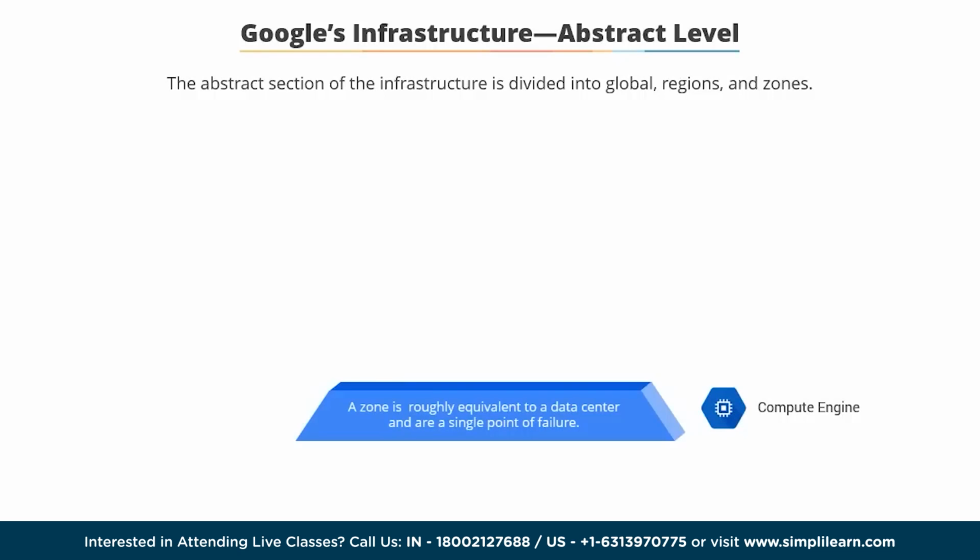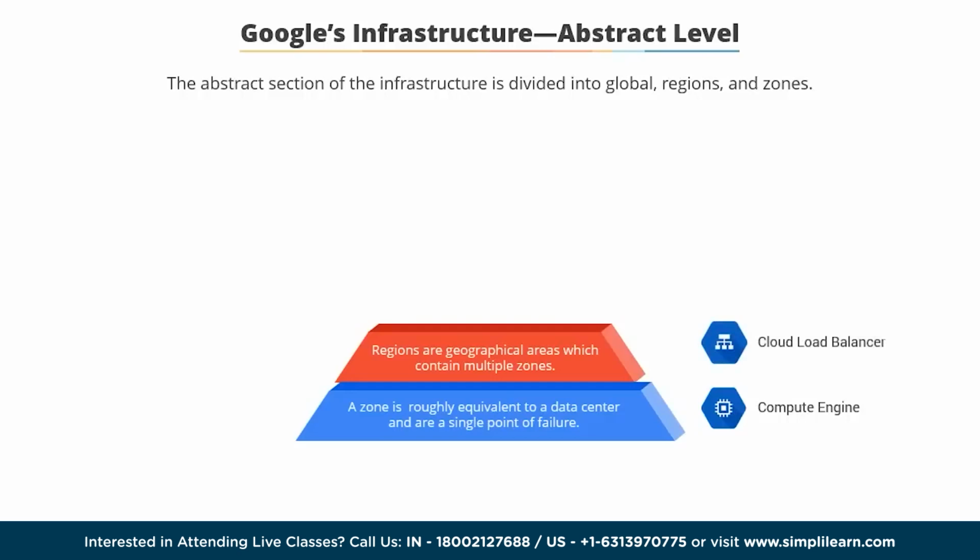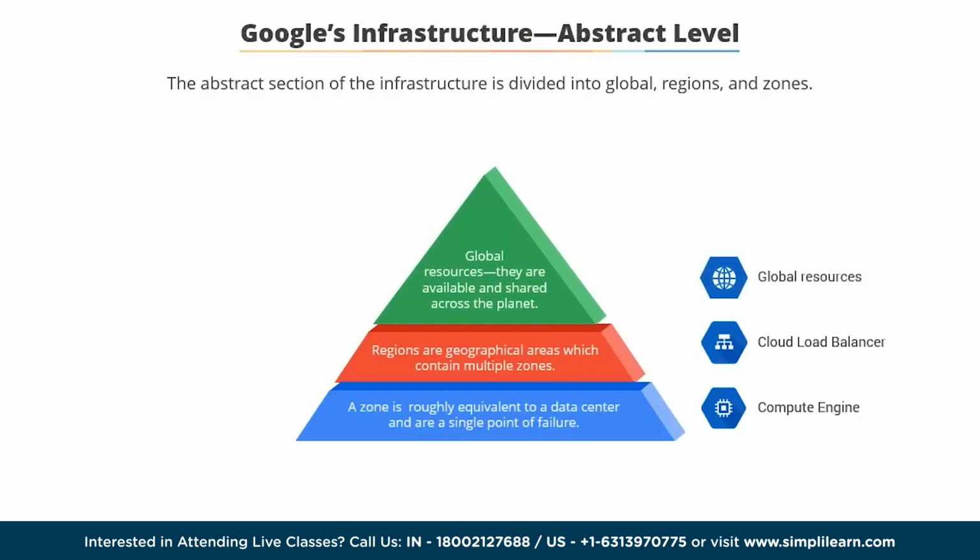The next abstraction is region. And a region is a geographic area, and it will contain multiple zones. And an example of a resource that's regional is a network load balancer. So you can set up a network load balancer, and then it will send the request to different zones, and it will be aware of the health of all the computers. So if one does fail, it will stop sending requests there, and it'll send it to other computers in different zones. And the third concept is global. So there are some resources that are global that span all the different regions.